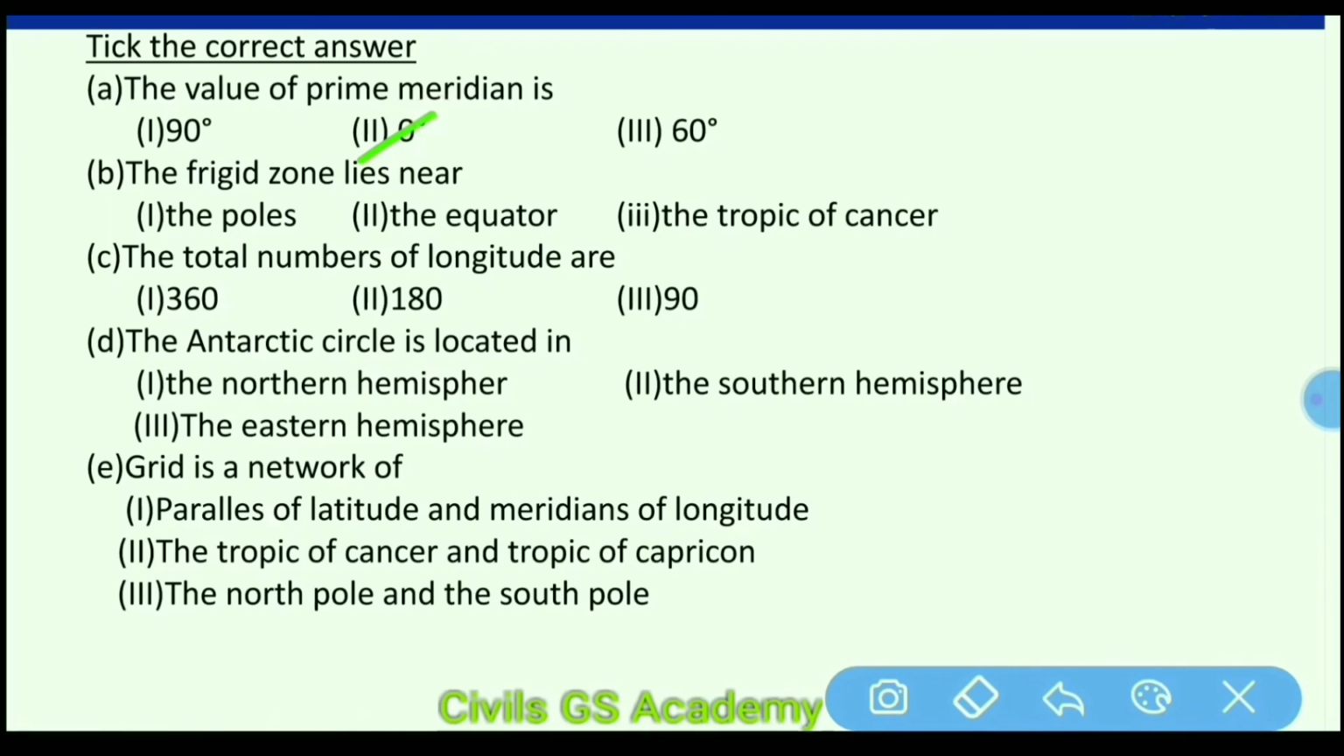The frigid zone lies near where? The poles, the equator, the Tropic of Cancer. Frigid zone is at the poles. Total number of longitudes is how much? It is 360. I have told you earlier. The Antarctic Circle is located in where? Northern Hemisphere, Southern Hemisphere, Eastern Hemisphere. The Antarctic Circle is located in the Southern Hemisphere. Grid is a network of parallels of latitude and meridians of longitude.